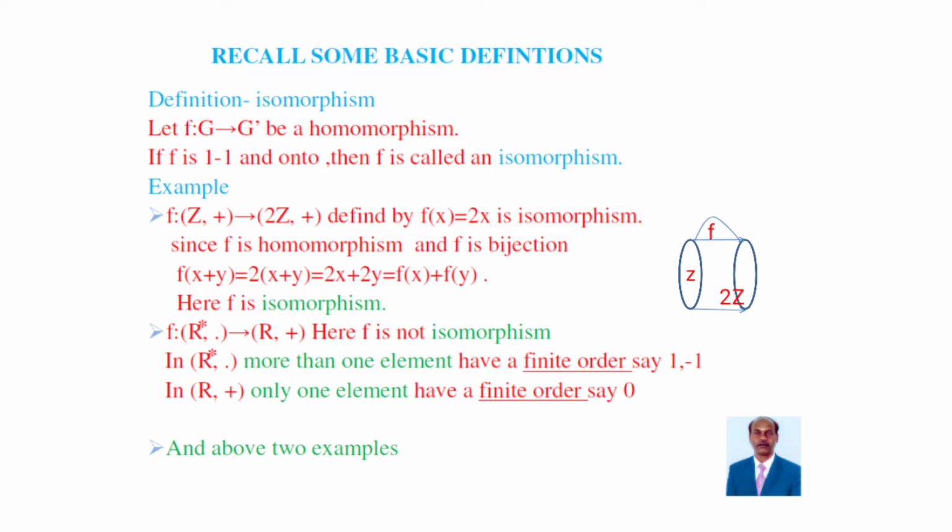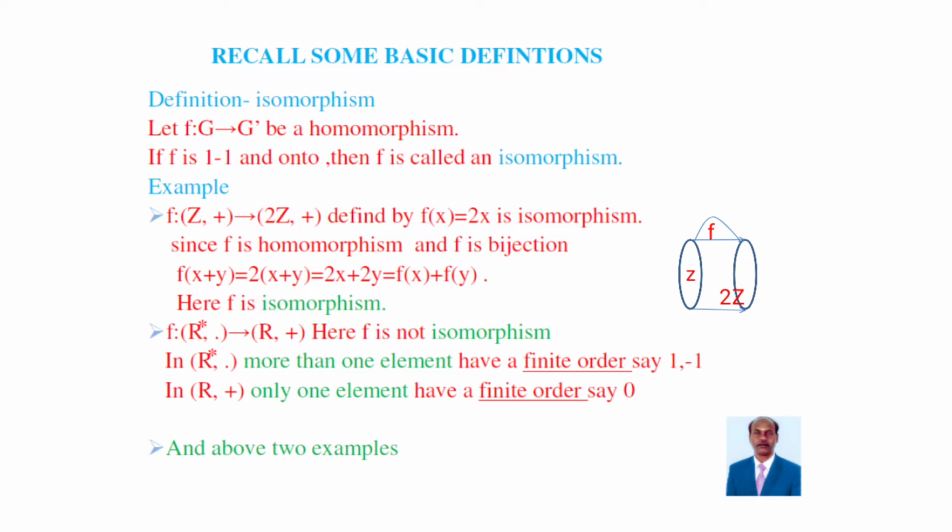Now we take some examples which are not isomorphisms. Let f from R star, dot to R, plus. Here f is not an isomorphism, since in R star, dot we have more than one element of finite order, for example 1 and minus 1. The order of 1 is 1, the order of minus 1 is 2. In R, plus, only one element has finite order, namely 0. So the given function is not an isomorphism.